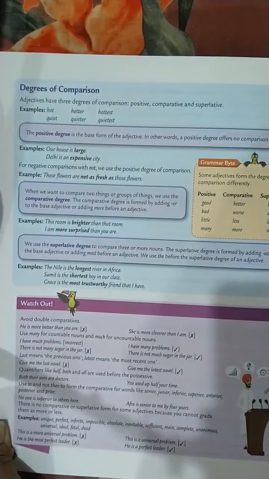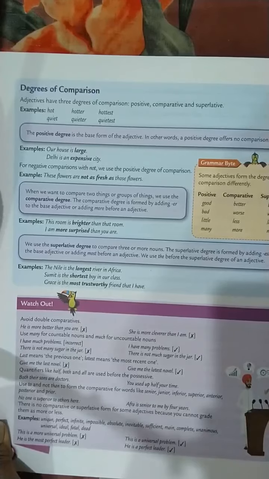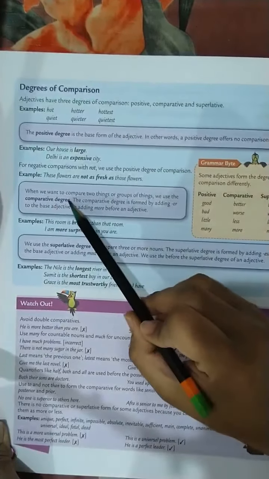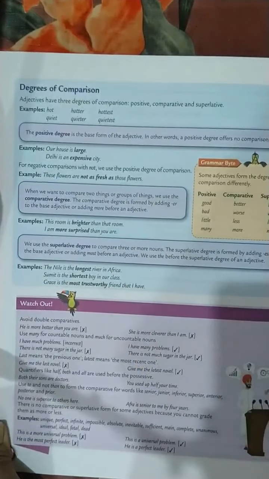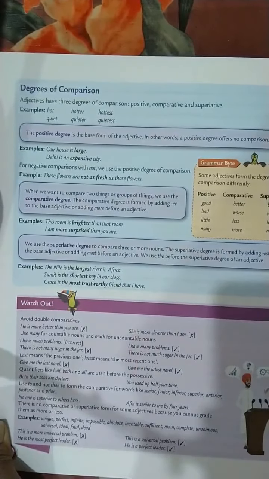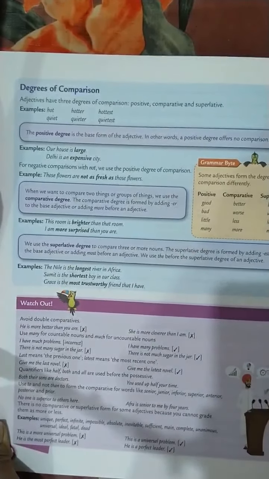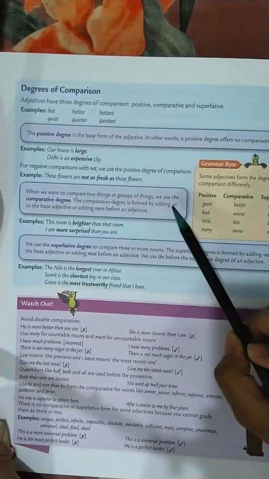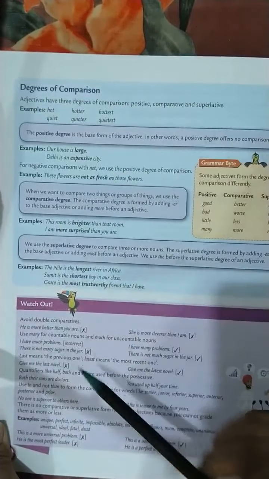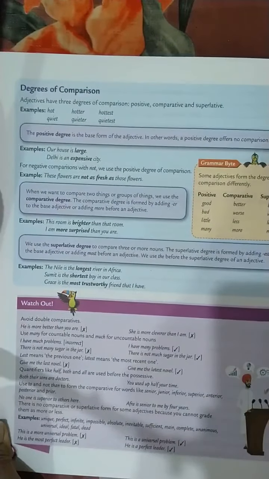Now students, when we want to compare two things, or two groups of things, then we use the comparative degree. Comparative degree is formed when we are comparing two. Compare means comparing two or more things. Here comparison is always done between two. So when we are comparing two things or two groups, we use the comparative degree, and it is formed by adding er.